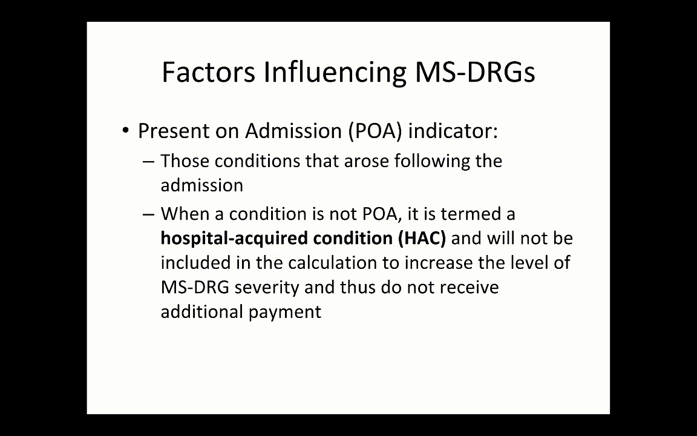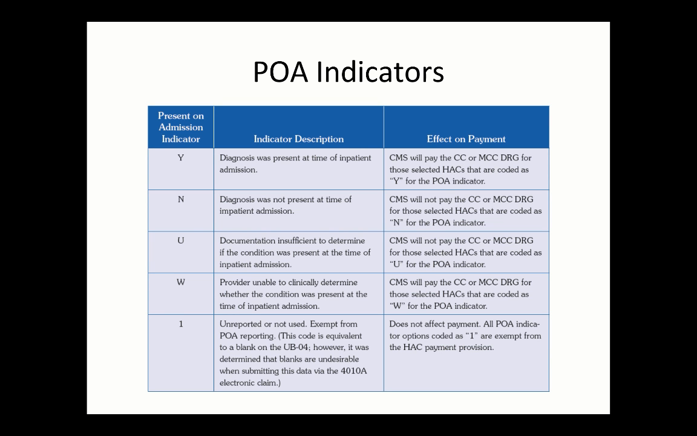Therefore, this sparked the development of the Present on Admission (POA) indicator to indicate those conditions that arose following the admission. When a condition is not POA, it is termed a hospital-acquired condition, or HAC, and will not be included in the calculation to increase the level of MS-DRG severity. The table on the slide lists the POA indicators along with the descriptions and effects on payment.